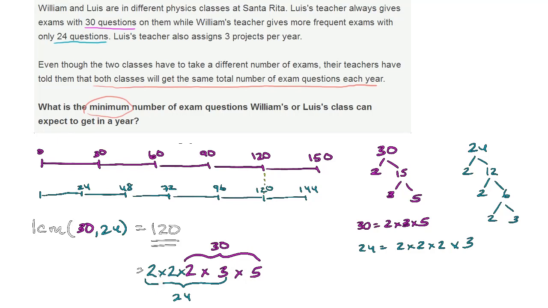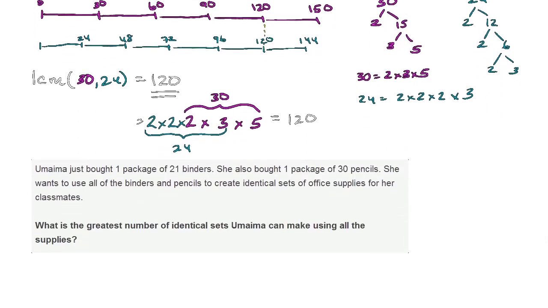You take any one of these numbers away, you are no longer going to be divisible by one of these two numbers. If you take a 2 away, you're not going to be divisible by 24 anymore. If you take a 3 or a 5 away, you're not going to be divisible by 30 anymore. And so if you were to multiply all these out, this is 2 times 2 times 2 is 8, times 3 is 24, times 5 is 120.